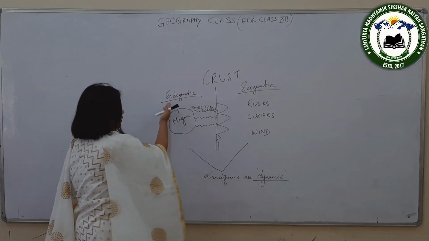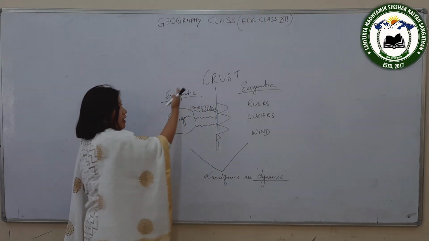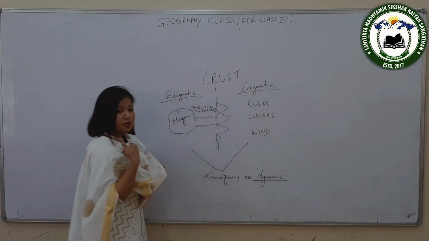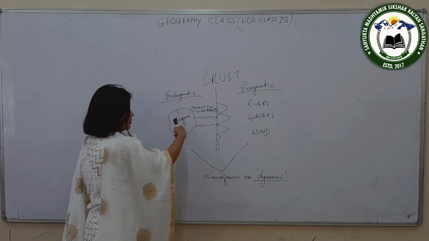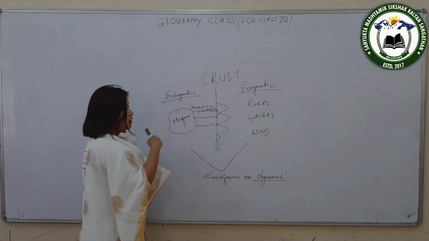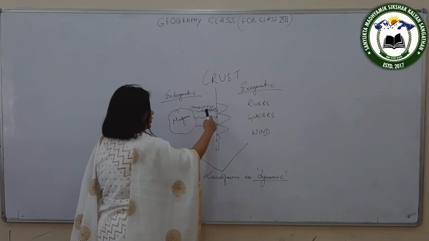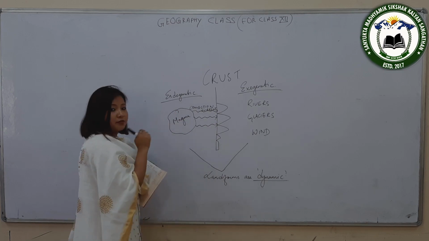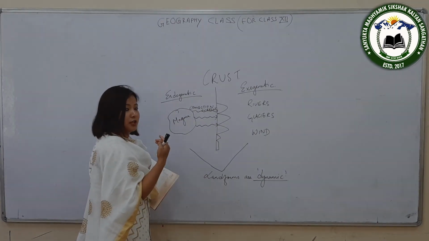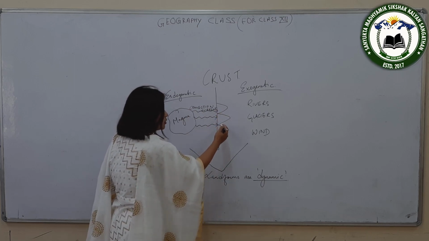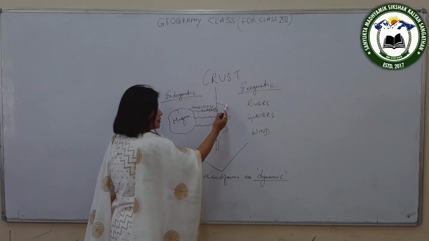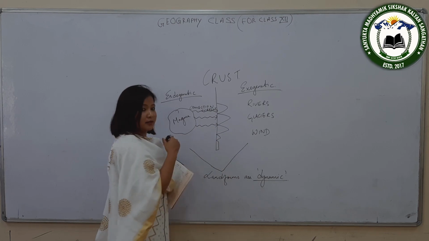Okay, so here I am explaining endogenetic and on the other side I am explaining exogenetic. So what happens in endogenetic force? There is the hot molten magma, which creates the convective current with the help of heat and energy. So with the help of convective current, what happens? There is the creation or upliftment of landmass in the crustal part.